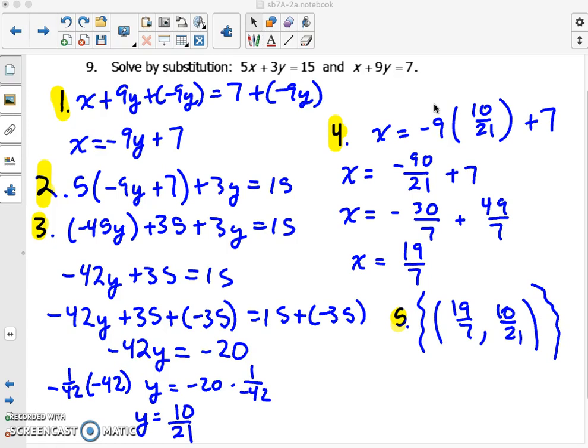So this is our method of substitution. Tomorrow when we're in class, we will do some fun word problems on substitution before we move into our next method.